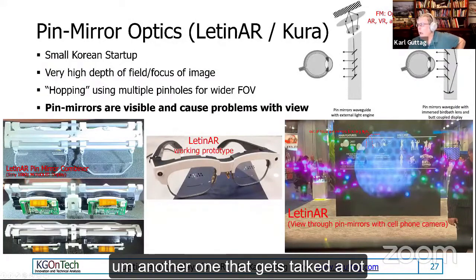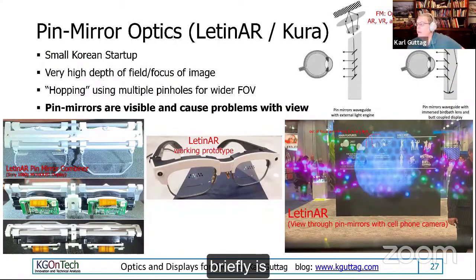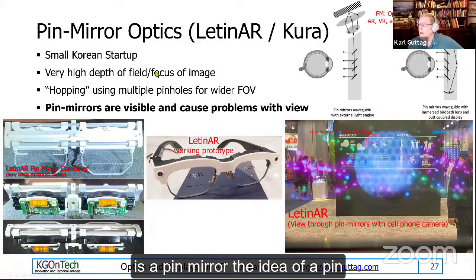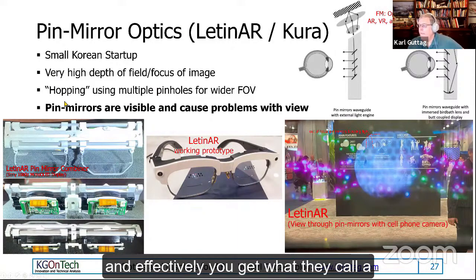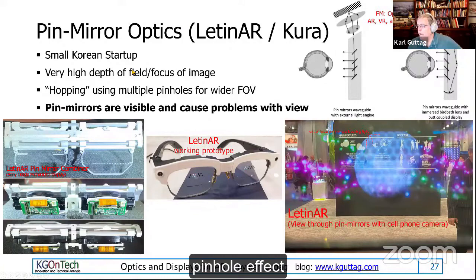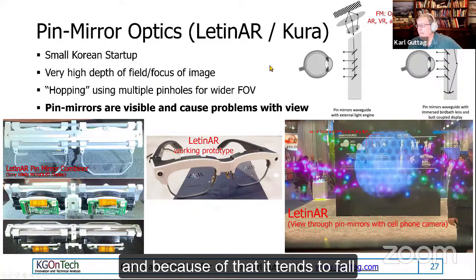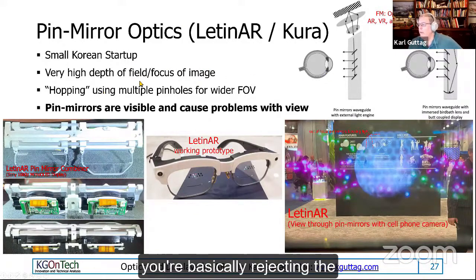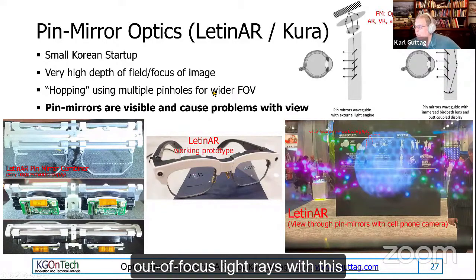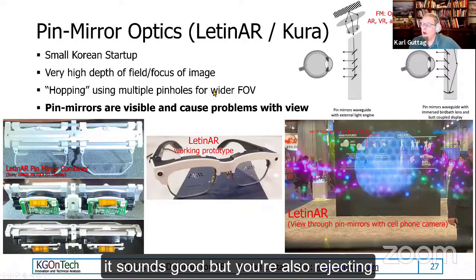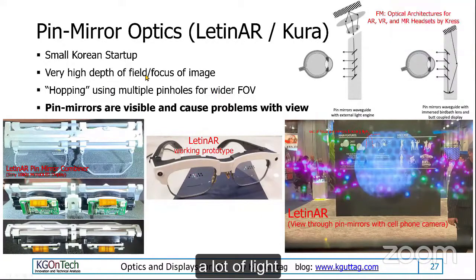Another one that gets talked a lot about, and I'm not going to hit this one briefly, is a pin mirror. The idea of a pin mirror is you have these little tiny mirrors in here, and effectively you get what they call a pinhole effect. Because of that, you're basically rejecting the out of focus light rays with this. It sounds good, but you're also rejecting a lot of light.